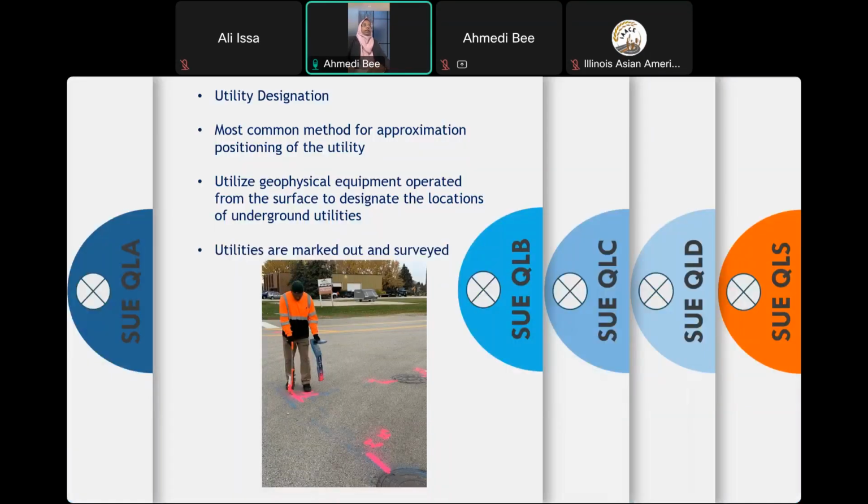Next is your quality level B. This is where you use your SUE equipment, the utility designations. It's the most common method you use to get the positioning of the utilities. The equipment is called geophysical equipment, and you actually mark the utilities. Those marked utilities get surveyed every 20 to 50 feet, at every shot. Those get surveyed.